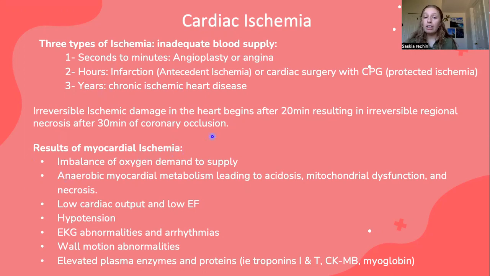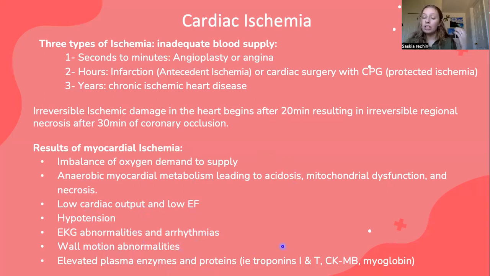But how does that ischemic patient present when they're coming in or when you're reading their chart or post-op? One, you're going to see some type of oxygen demand supply imbalance. However, that's going to present itself as really evident anaerobic myocardial metabolism, so acidosis, cellular dysfunction, necrosis. You're going to see that looking like low cardiac output, low ejection fraction, hypotension. If the patient comes in with a pacemaker already, they're having abnormalities of EKG and arrhythmias. They have wall motion abnormalities, and then you also see elevated plasma enzymes and proteins.